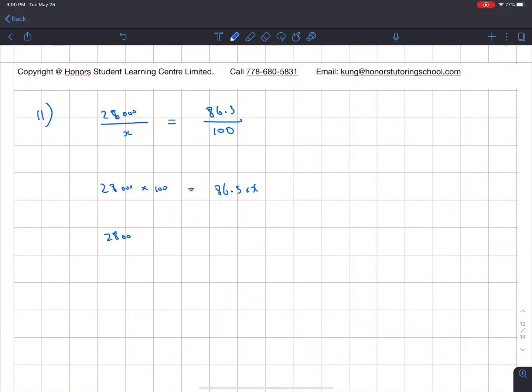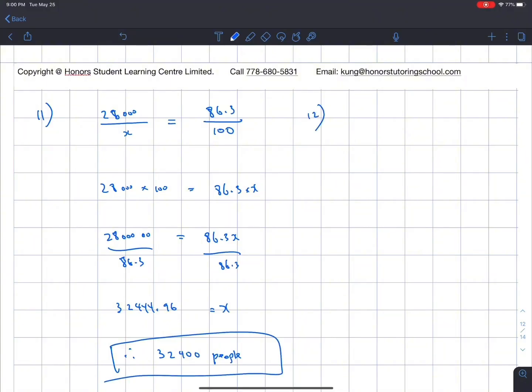We have 28,000,000 equals 86.3x. And then we divide both sides by 86.3. We get x equals 4.96. So they want us to round to the nearest 100. So there will be 32,400 people live in Nunavut.